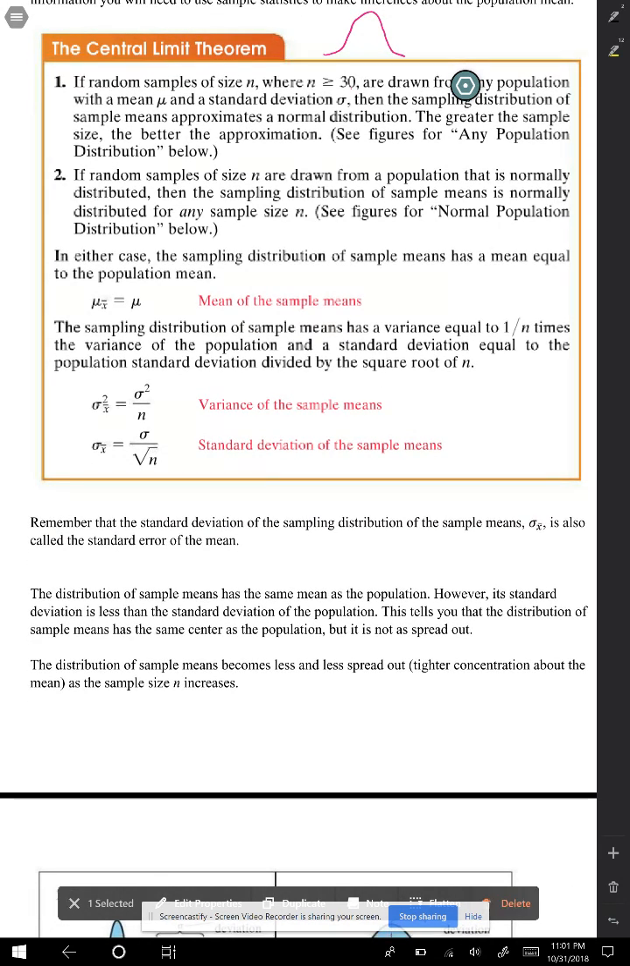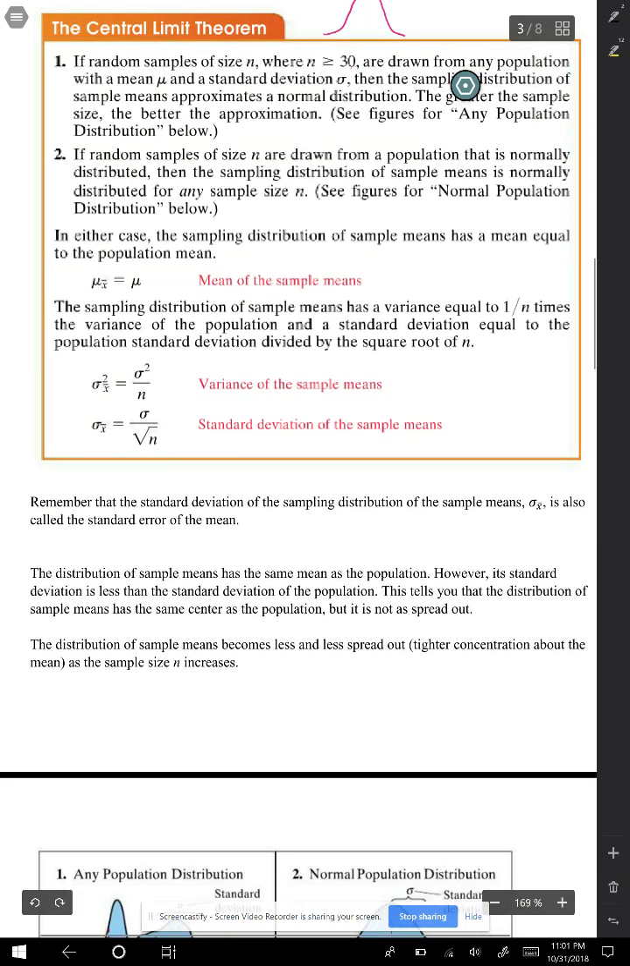In either case, this is true. The sampling distribution of sample means will equal the population mean, and we've already talked about that property above. The sampling distribution of the sample means has a variance of 1 over n times the variance of the population, and a standard deviation equal to the population standard deviation divided by the square root of n.